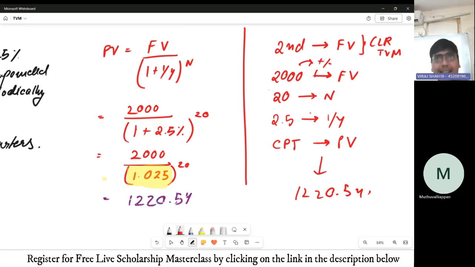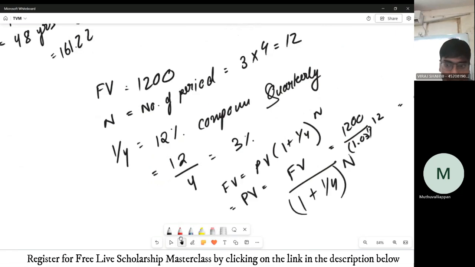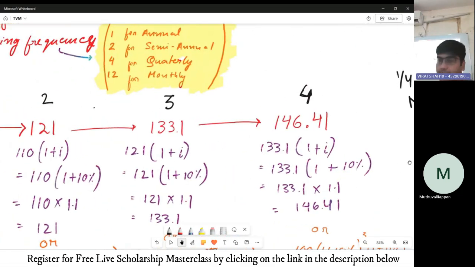So last class में इतना तक ही किए थे हम लोग, how to calculate PV, how to calculate FV. What we will do now is fresh. The pace is fine, right? Pace is fine.